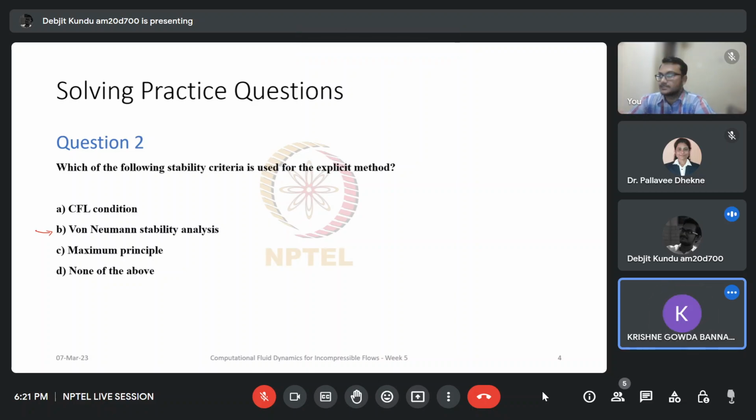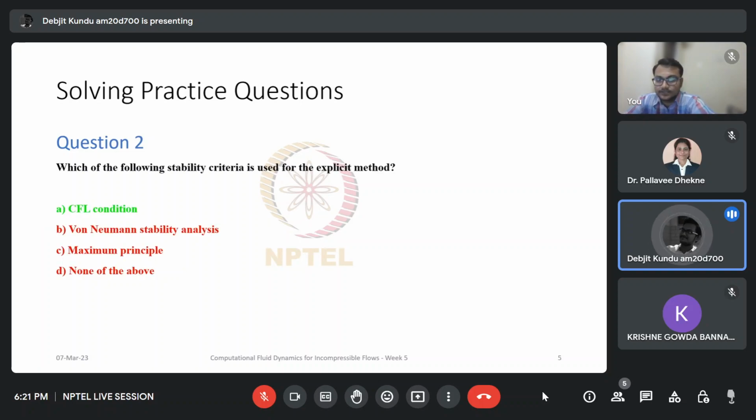Yes, answer B, sir. Answer B. Okay. So let's have a look at the solution. The solution says option A is the CFL condition. So I'm a bit sorry. The options might be a bit confusing over here. So von Neumann stability analysis actually gives us the criteria for stability, but the actual condition that an explicit method has to satisfy is the CFL condition. This is also known as the full form of it is Courant Friedrichs Levy condition.